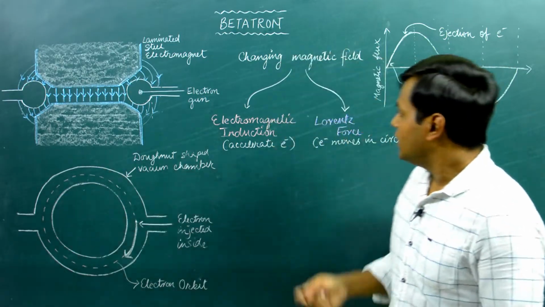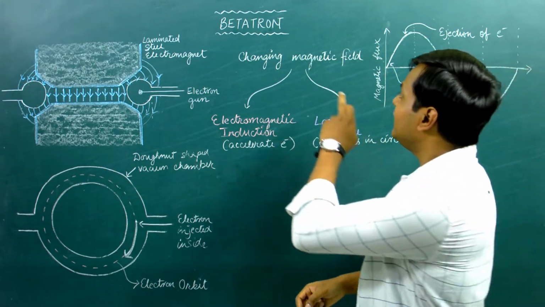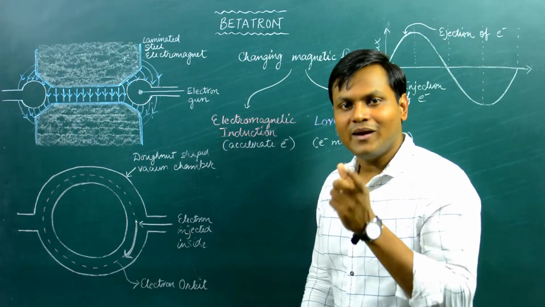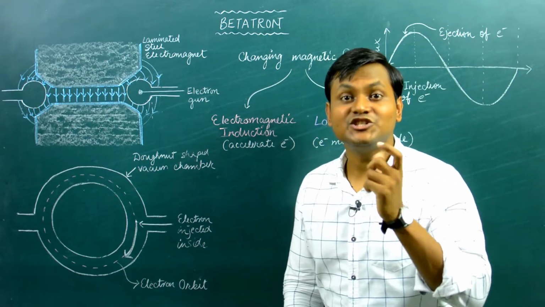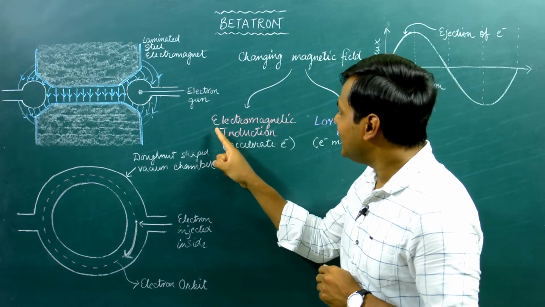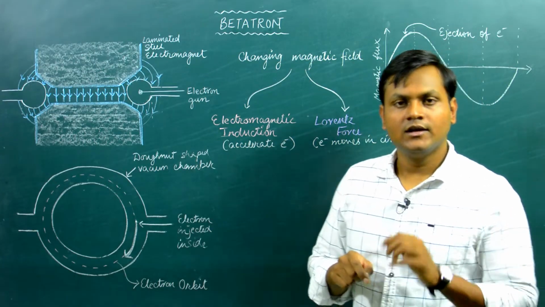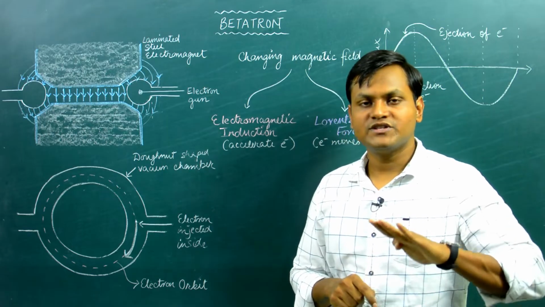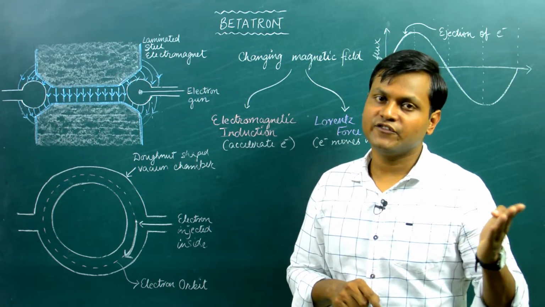first of all. Second of all, when we include this changing part, when the magnetic field is no longer constant, it is changing, what happens? So the changing magnetic field basically creates electromagnetic induction. So what is electromagnetic induction? So you must have heard of electromagnetic induction in the case of a transformer.